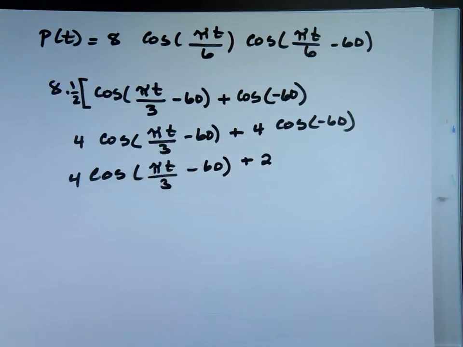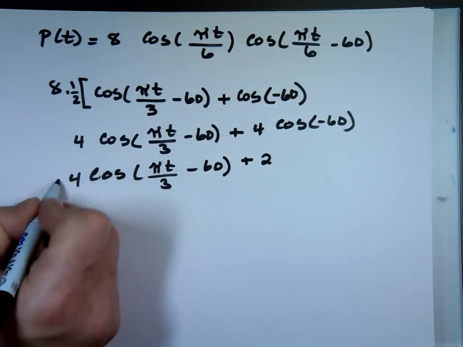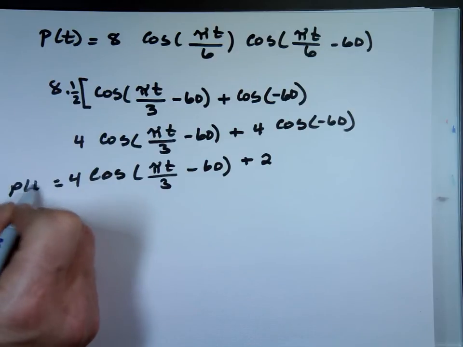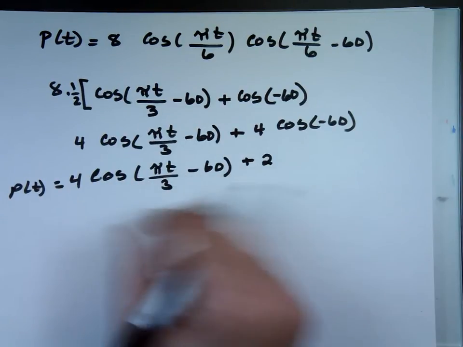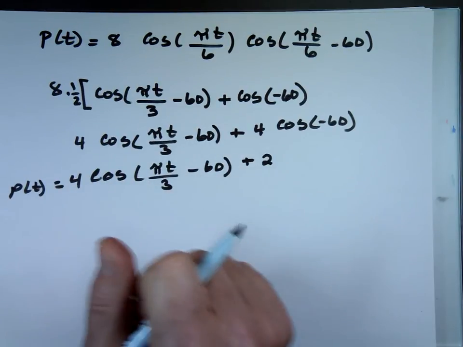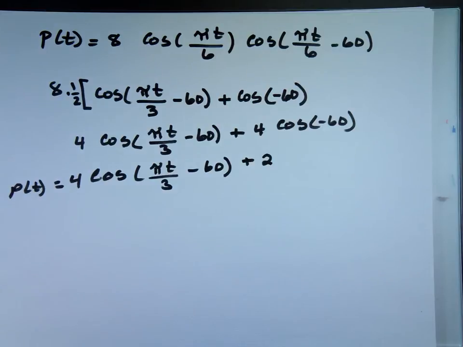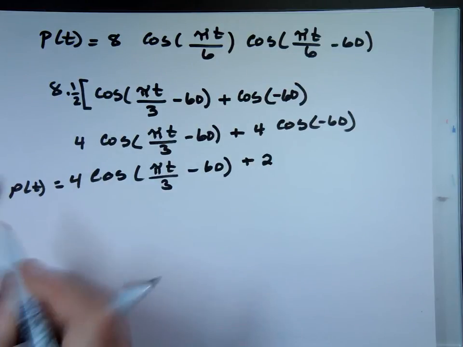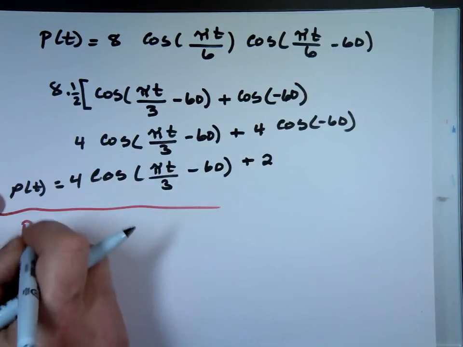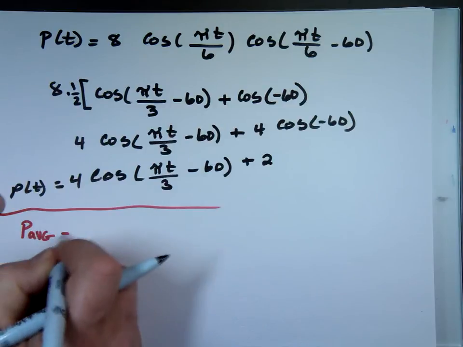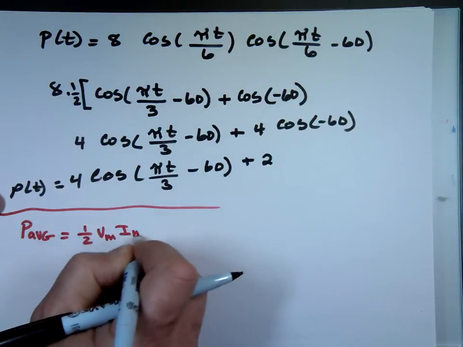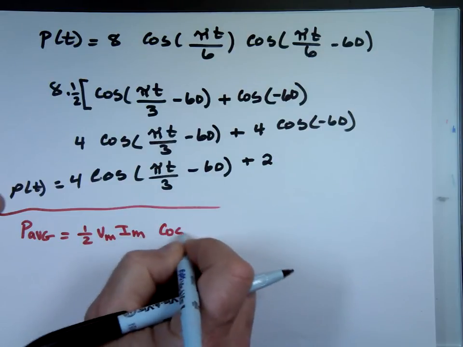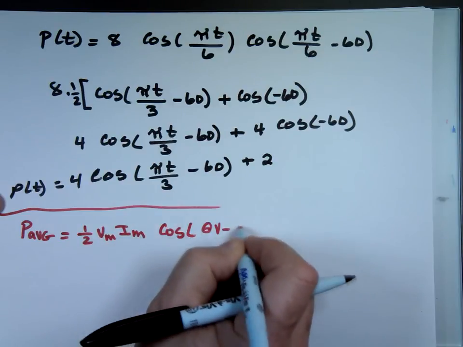That's instantaneous power. You tell me what time and I'll tell you what the power is. Tell me at what value for t, and I can plug it in and calculate what the power is. The average power is 1/2 V max I sub max cosine theta V minus theta I.